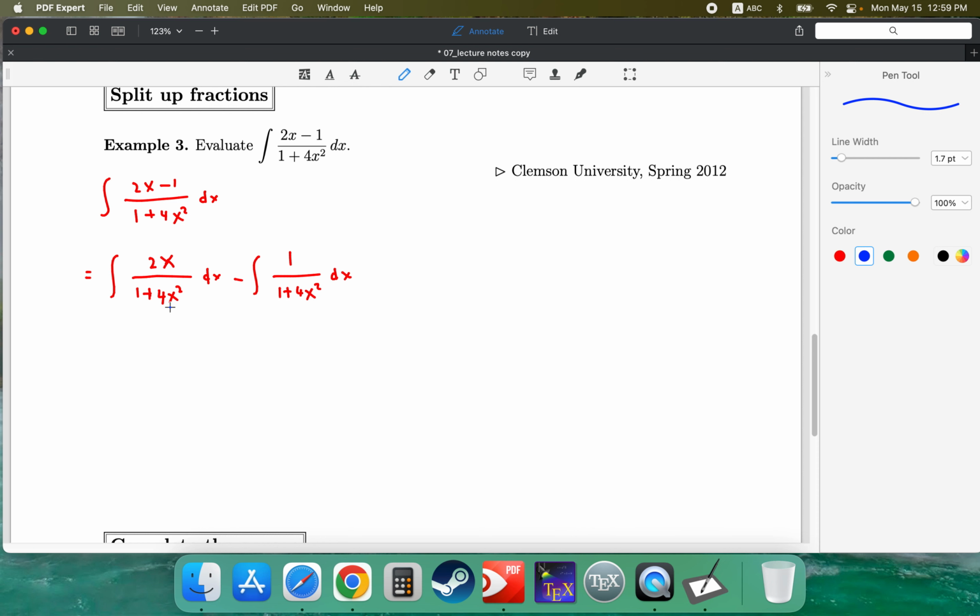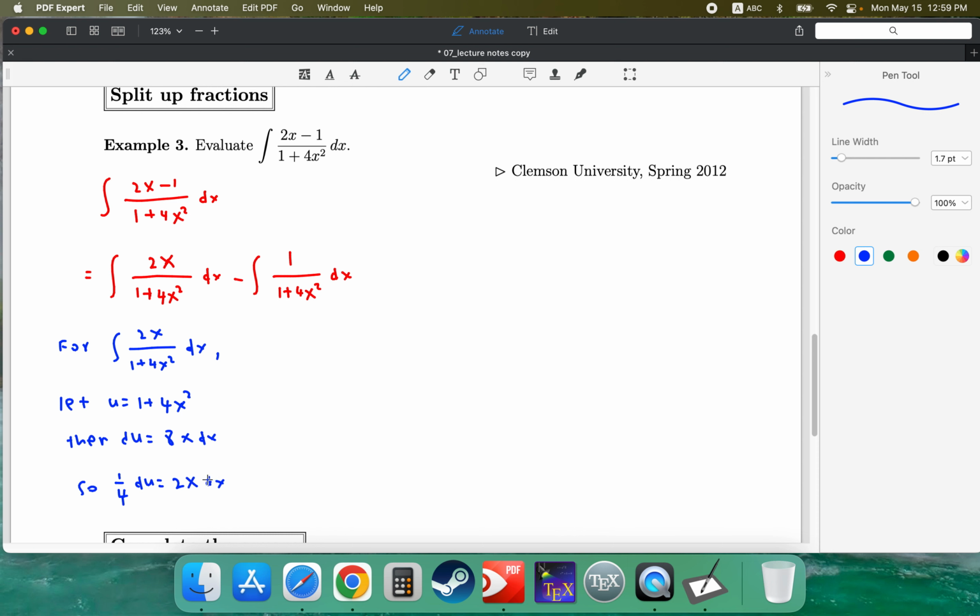Now for the first integral, I just use u substitution. So my u is 1 plus 4x squared. Then du should be 8x dx. Since I have 2x dx right here, I divide both sides by 4. So 1 over 4 du is 2x dx.